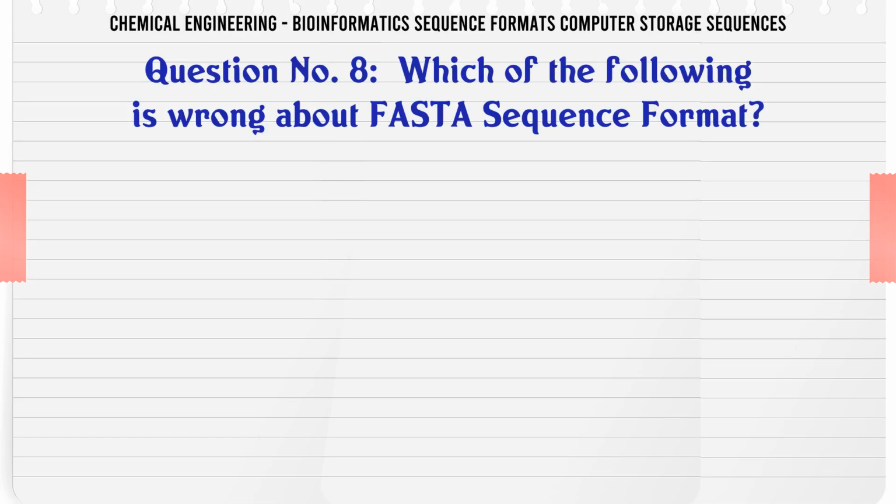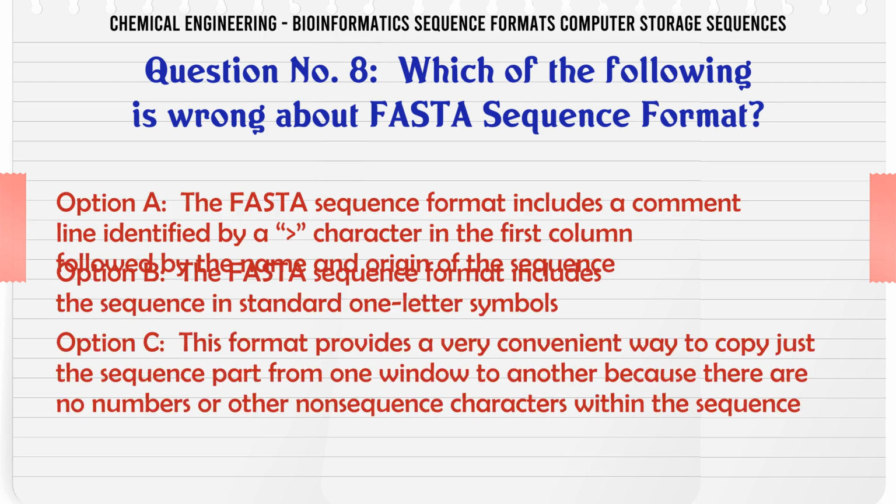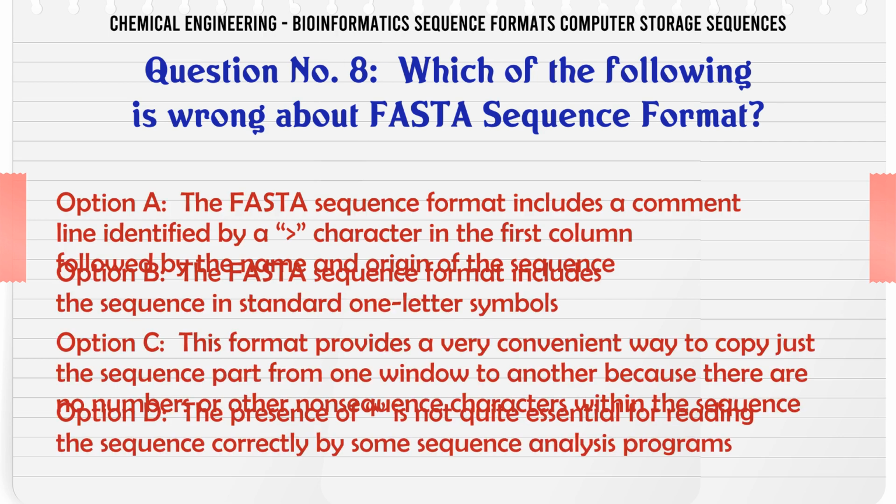Which of the following is wrong about FASTA sequence format? A. The FASTA sequence format includes a comment line identified by a character in the first column followed by the name and origin of the sequence. B. The FASTA sequence format includes the sequence in standard one-letter symbols.